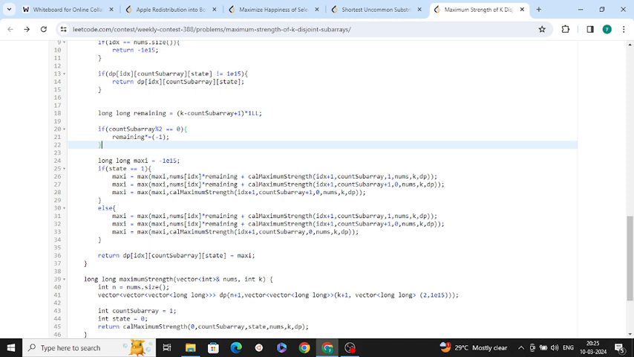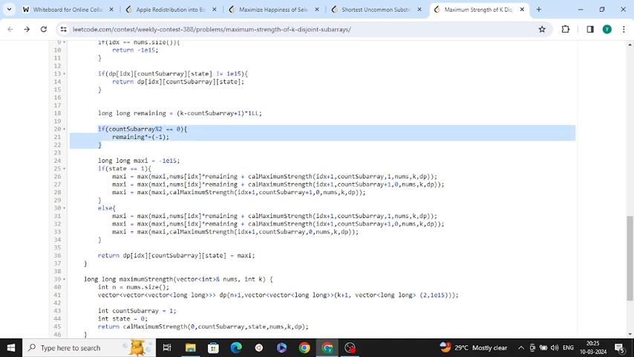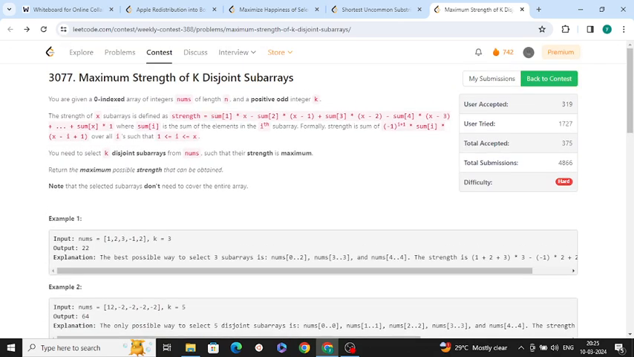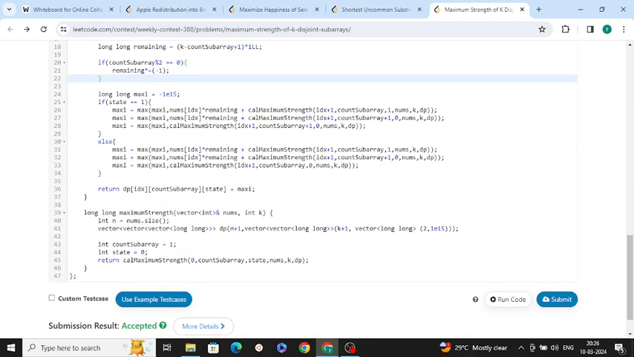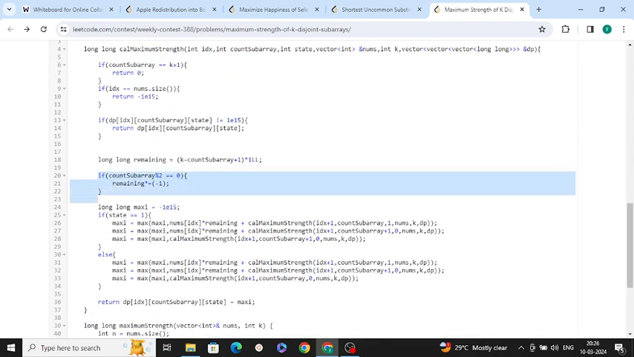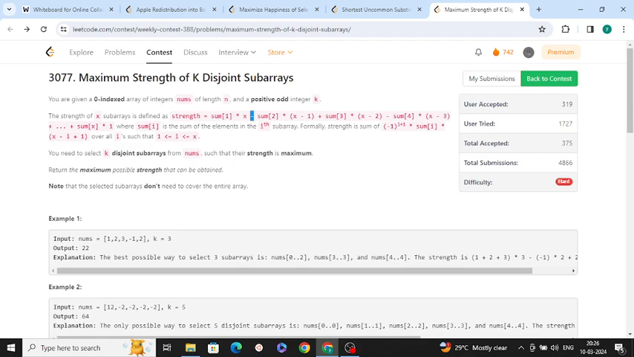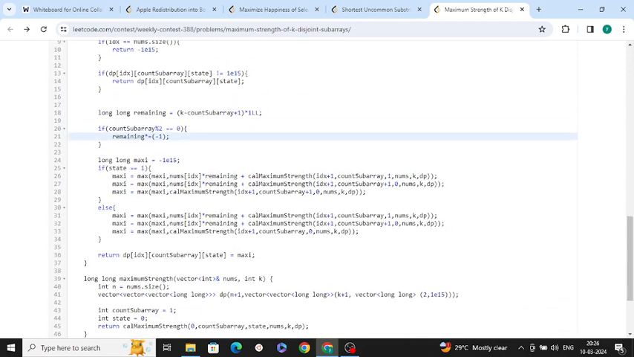Let's say I have checked that when our count subarray is even, the reason is that we need to first add, then subtract, then add, then subtract. Alternating signs are there. So for this condition, if our count subarray is even, at that time we multiply remaining by minus 1. The reason is that we need to subtract here because of this condition. And I have taken maxi, which stores the int minimum value, so we can say minus 1e15, the minimum value. So we are storing the maximum one.